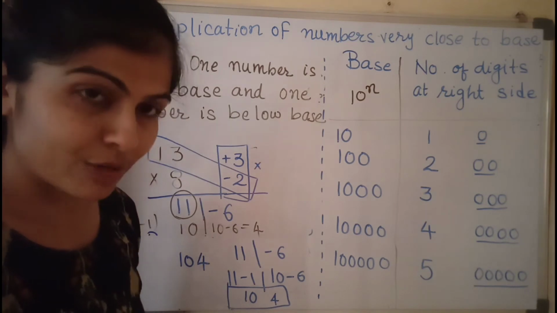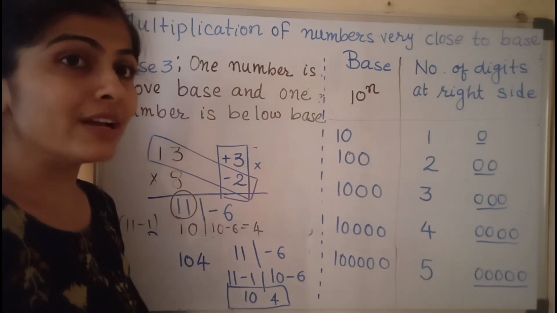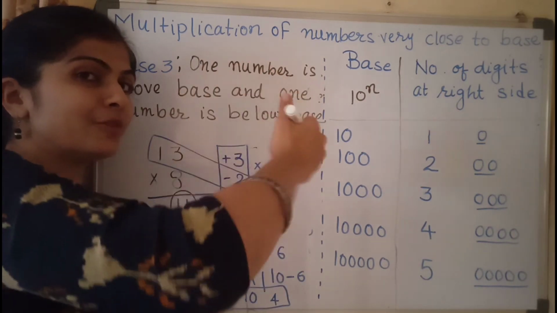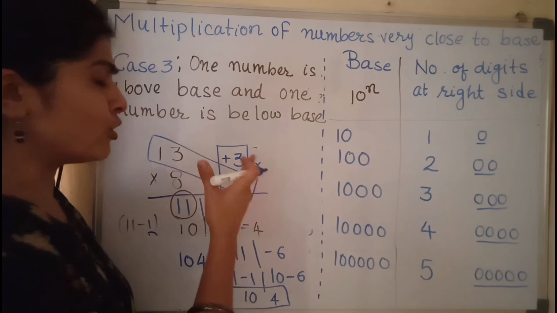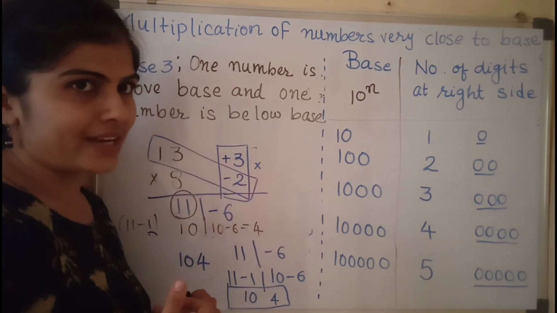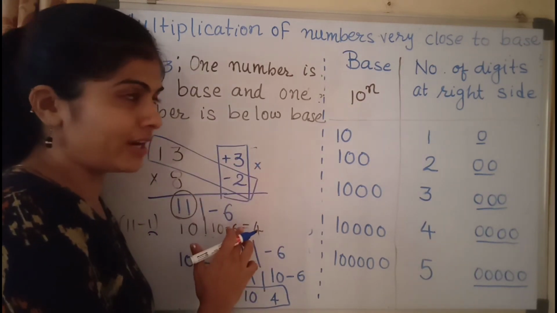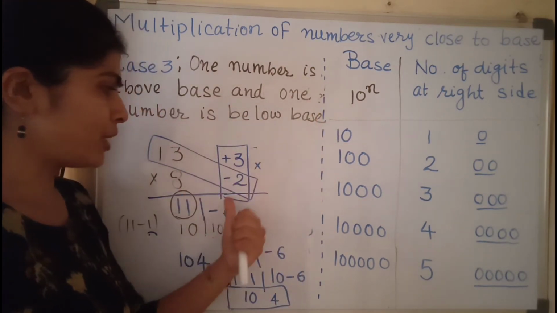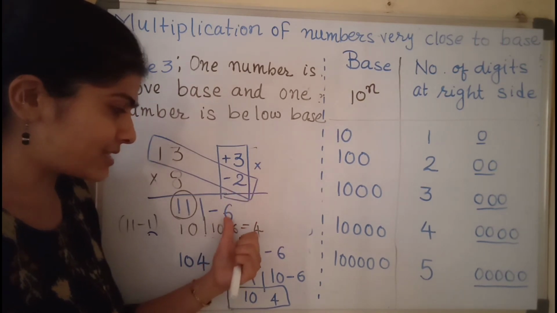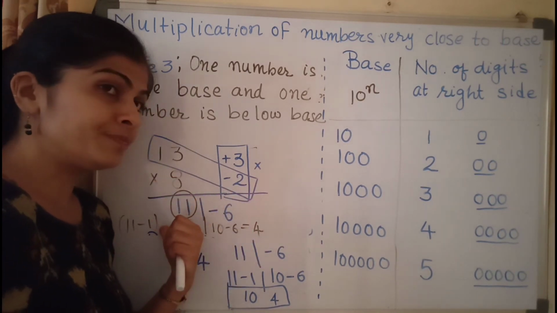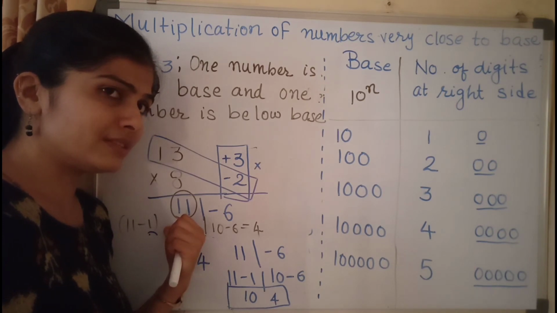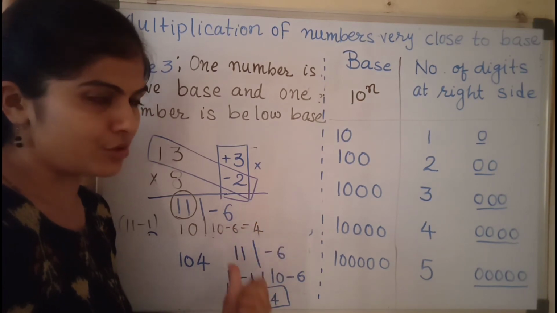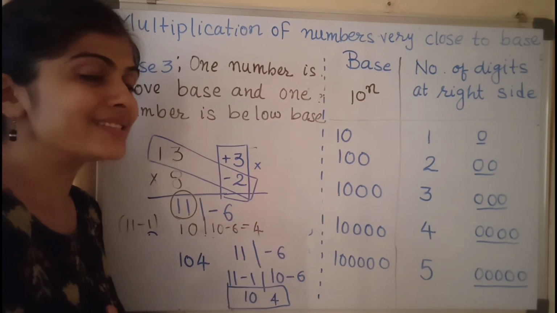Let's consider one more example so you can have a clear idea. Keep one thing in mind. In the earlier cases, both the numbers were either above or below the base, so both were either positive or negative, and you were getting a positive answer only. But if one number is above base and another is below base, then one would be positive, another negative, so your answer would be negative. You need to reduce the number on the left hand side by 1 and subtract from the base number. Don't forget this rule in this case.